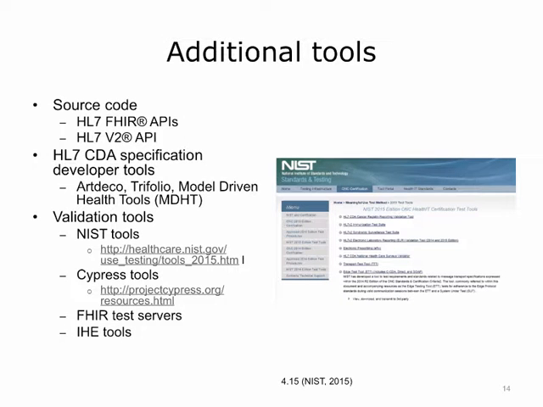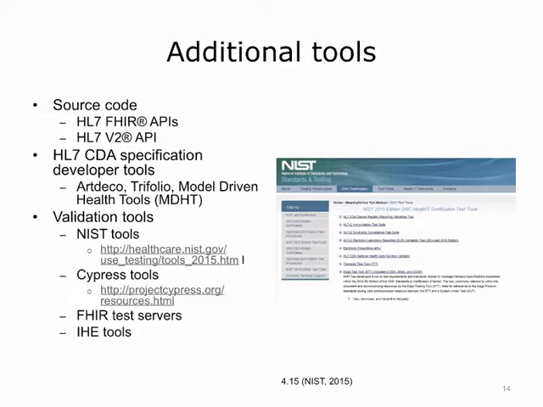In addition to the 4 major technologies discussed, there are other tools and technology that can help with interoperability implementation. There are open-source solutions available that developers can use. For example, there are numerous open-source APIs available for use in implementing HL7 version 2 and FHIR. There are also free tools available to help build CDA specifications. These include Art Deco, Trifolio, and the Model Developer Tool. There are also testing environments, such as the FHIR test servers, NIST testing tools, Cypress testing tools for clinical quality measures, and IHE testing tools.